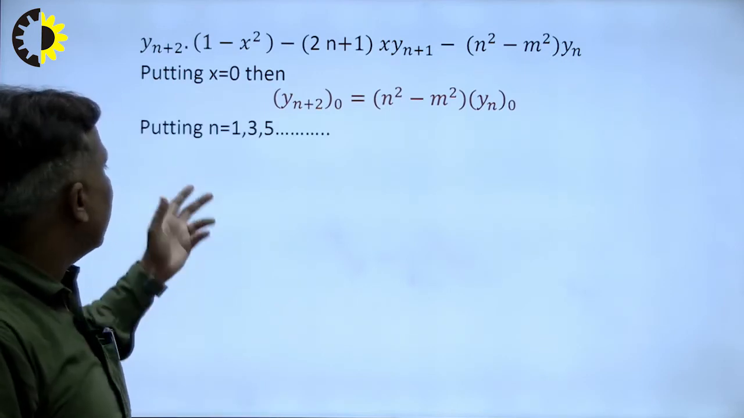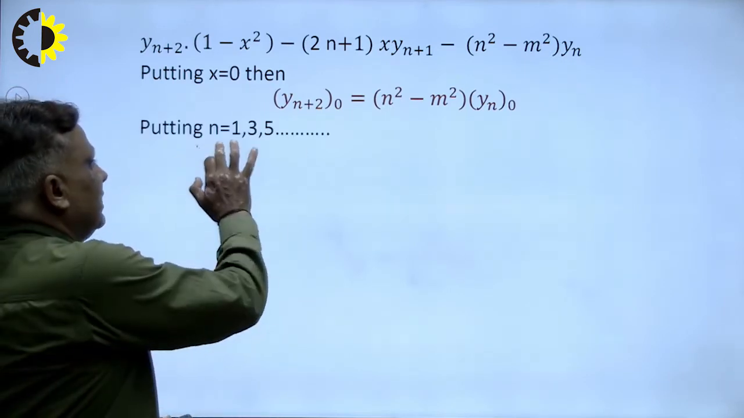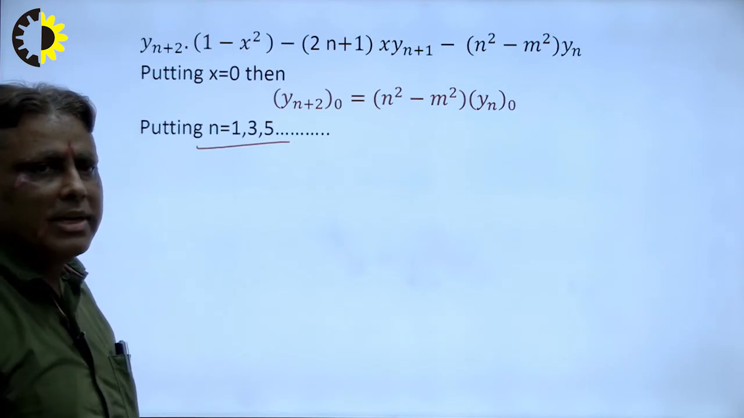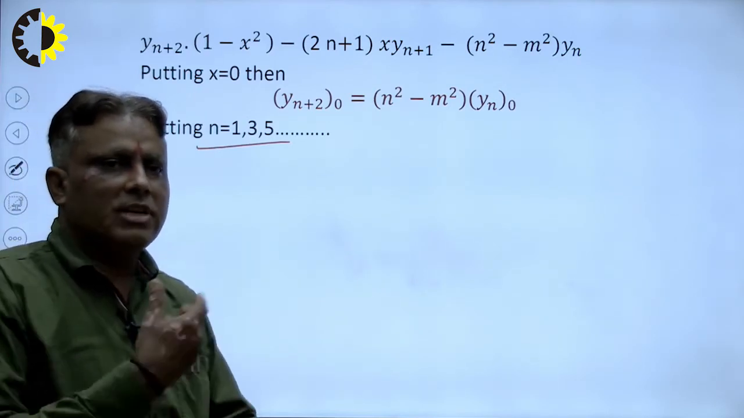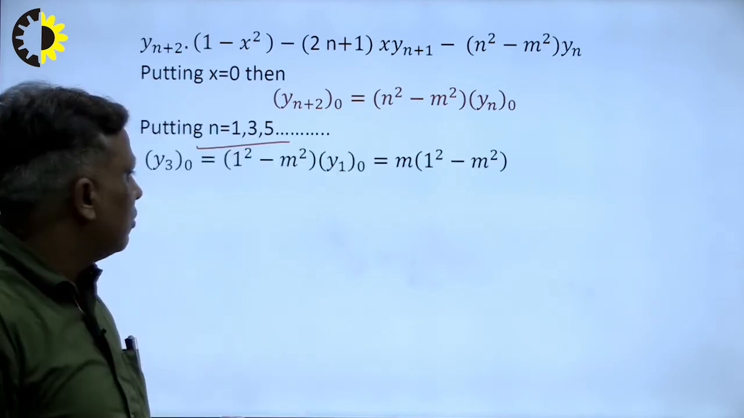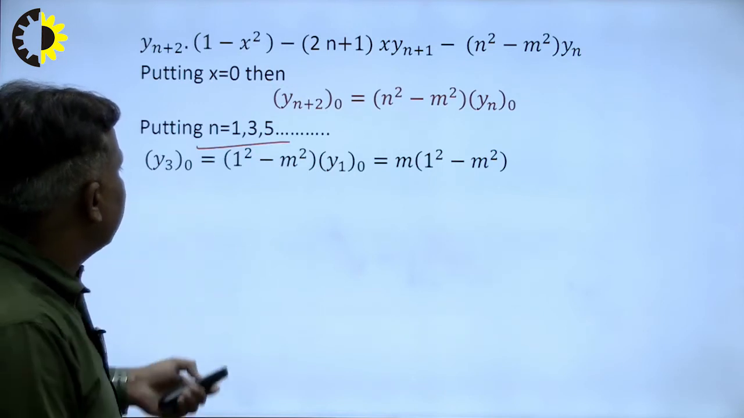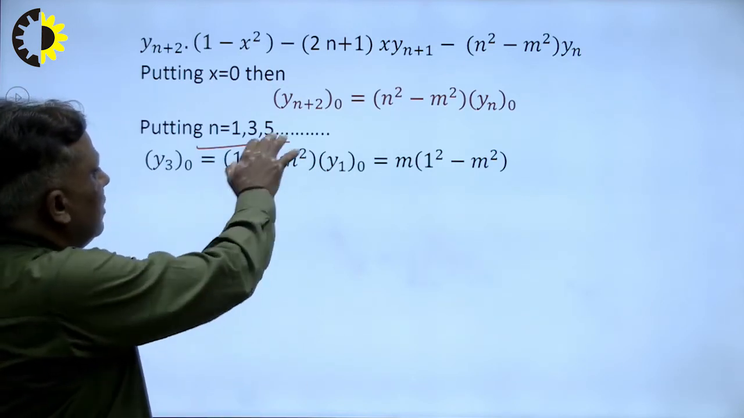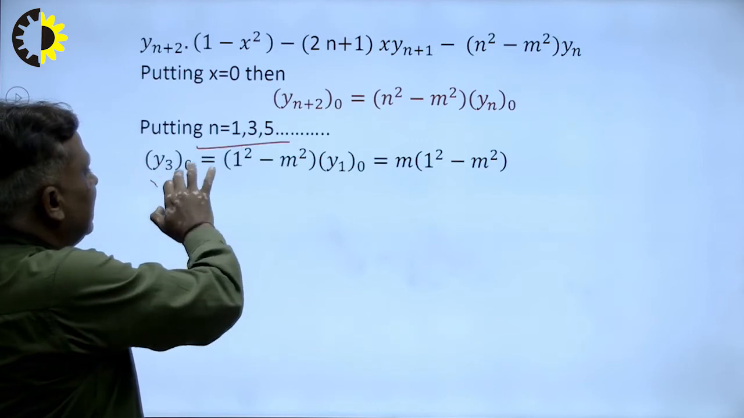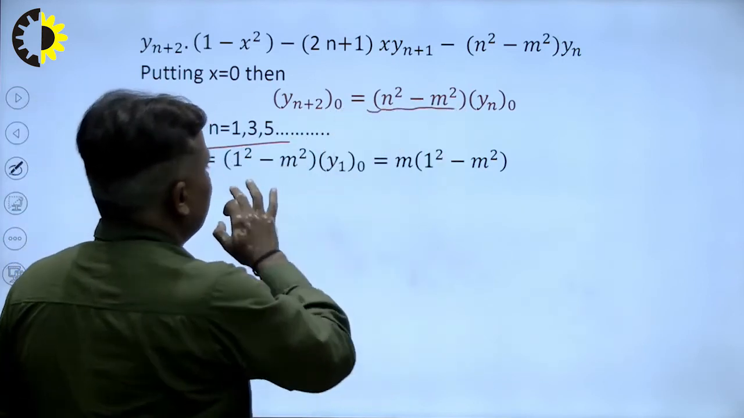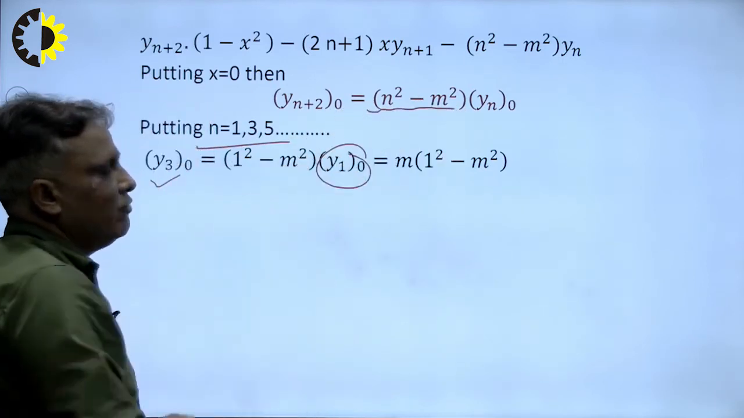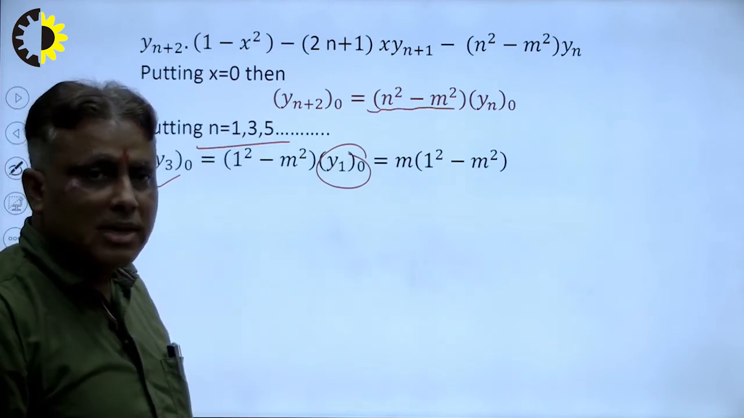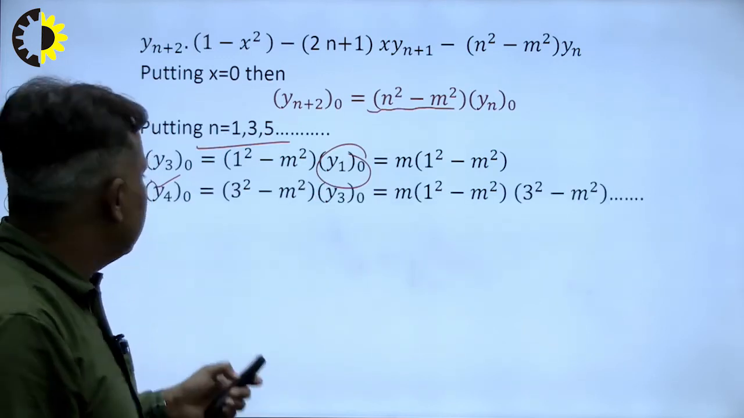First of all I calculate for n equal to 1, 3, 5, that means the odd particular case: first derivative, third derivative and fifth derivative, and go to the result, right? Suppose I write here y3(0), I write here 1, so what will be the result? y3, and I write 1 square minus what will be y1(0). So y1(0) is m, which I calculated in the previous part, right? And what will be the result of y4(0)?